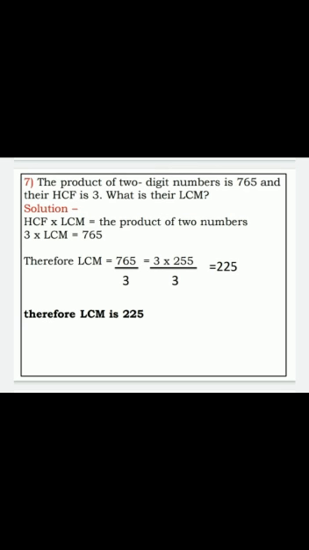The seventh sum. The product of two-digit numbers is 765 and their HCF is 3. What is their LCM? Now again, HCF into LCM is equal to the product of the two numbers. They have given you HCF as 3, you are going to find out LCM. So you will write 3 into LCM is equal to the product of the two numbers, 765. So 3 into LCM is equal to 765. Therefore LCM is equal to 765 divided by 3. Now when you divide 765 by 3, you get 225. So the LCM is 225.